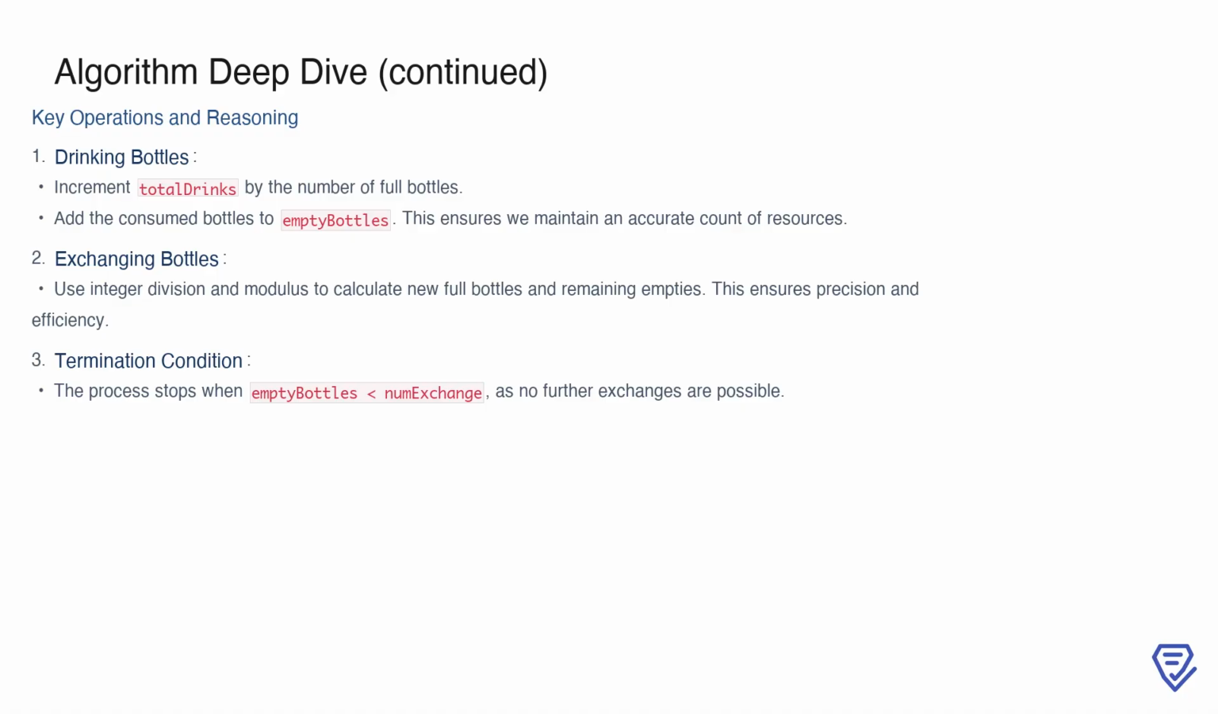Second, during the exchange step, we use integer division to calculate the number of new full bottles we can obtain and use the modulus operator to determine any leftover empty bottles. This approach ensures both precision and efficiency in managing the bottle counts. Finally, the process terminates when the number of empty bottles falls below number exchange, since further exchanges would no longer be possible. These operations work together to simulate the problem efficiently while adhering to the constraints.